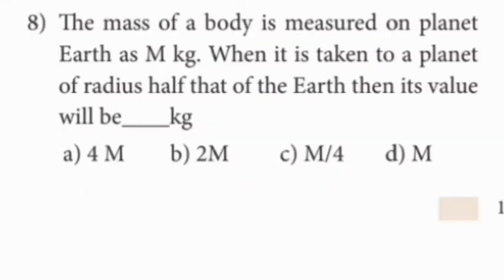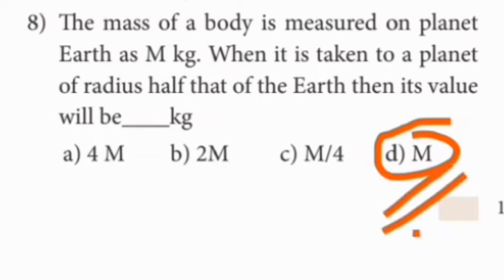Eighth question: the mass of a body is measured on planet Earth as m kilogram. When it is taken to a planet of a radius twice that of the Earth, then its value will be dash kilogram. The options are 4m, 2m, m, m power 4. The answer is D, m.